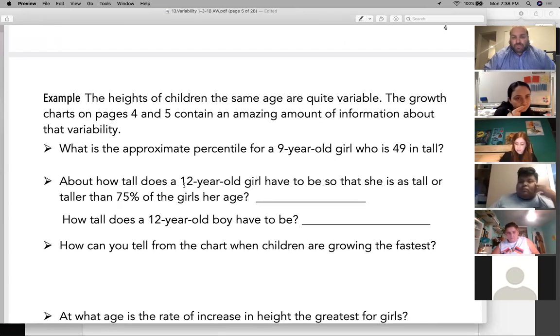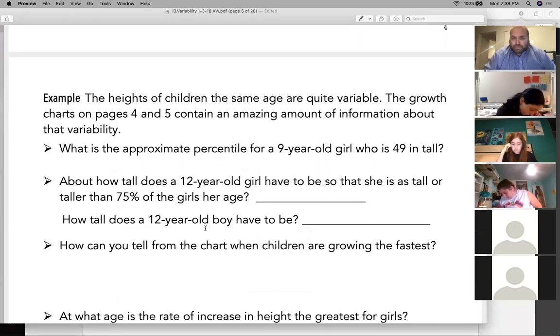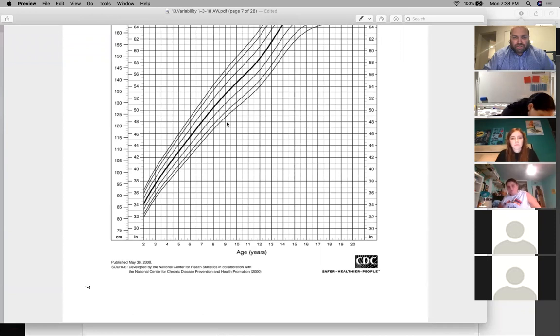Sorry, what exactly would be the answer for the first question? I would say the 9th percentile. If you go here to 9-year-old girl, 49 inches tall, which is this corner right there, I apologize, it's probably more like the 6th percentile. That is much closer to the 5th percentile than it is to the 10th percentile.